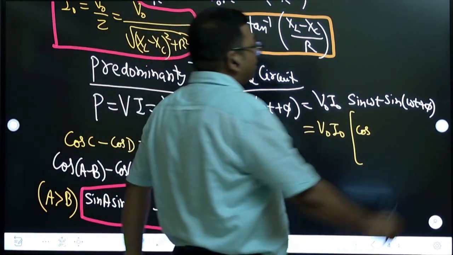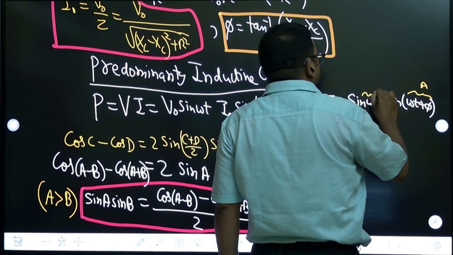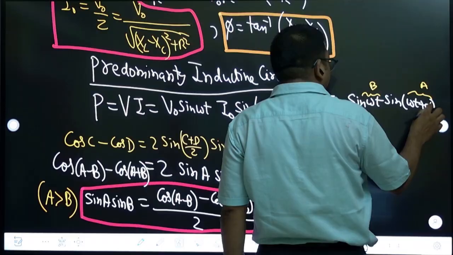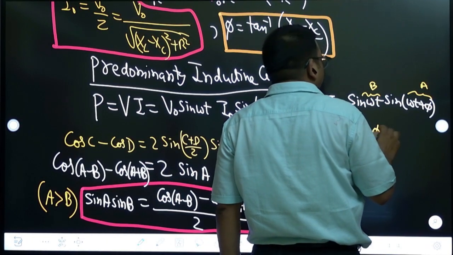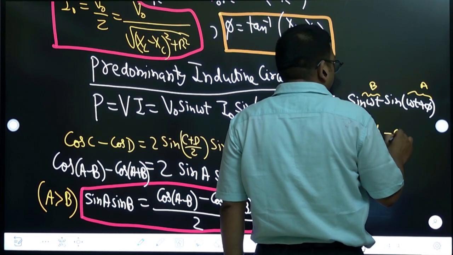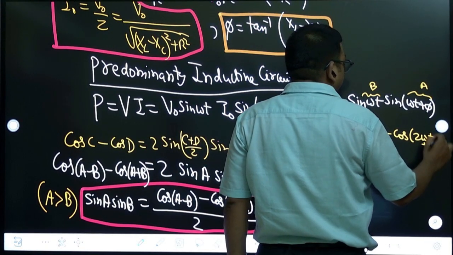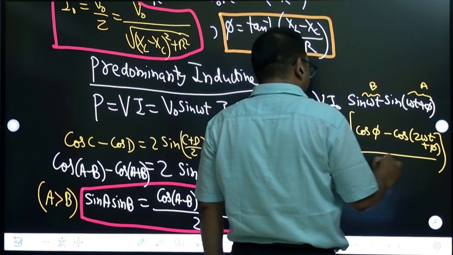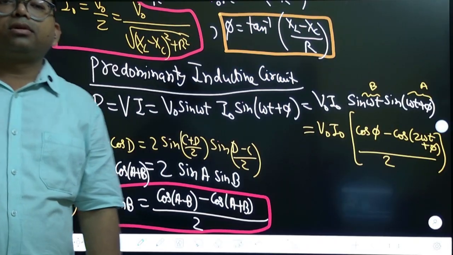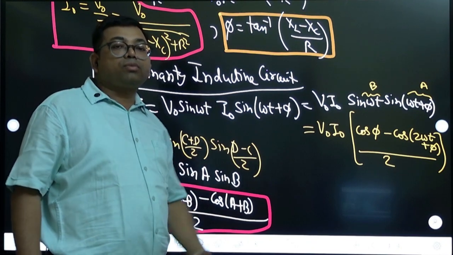So this one is A here. This angle is A here. This angle is B here. So we need to do A minus B. So when you minus, you will get phi, right? And when you add them, you will get cos of 2 omega t plus phi, whole divided by 2. So this is the power formula we have got. This is instantaneous power.